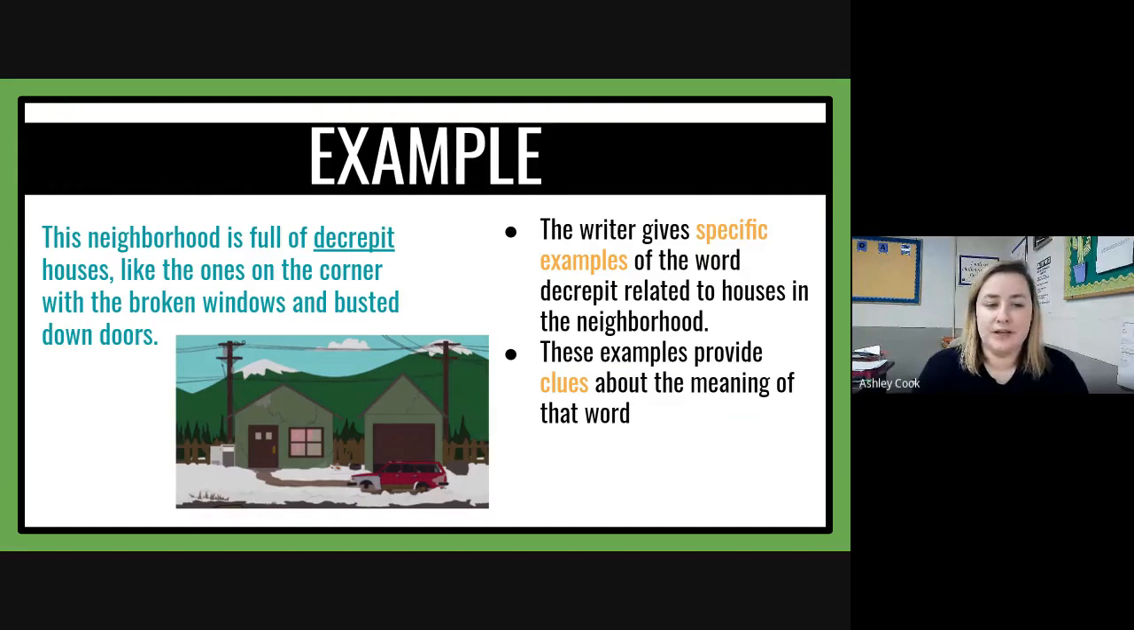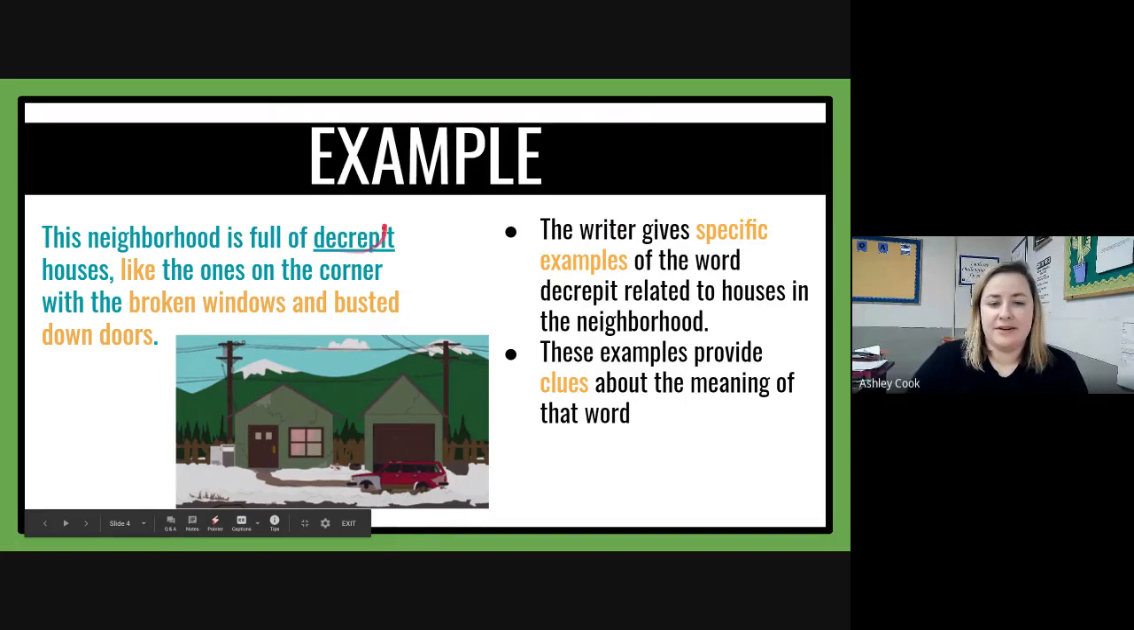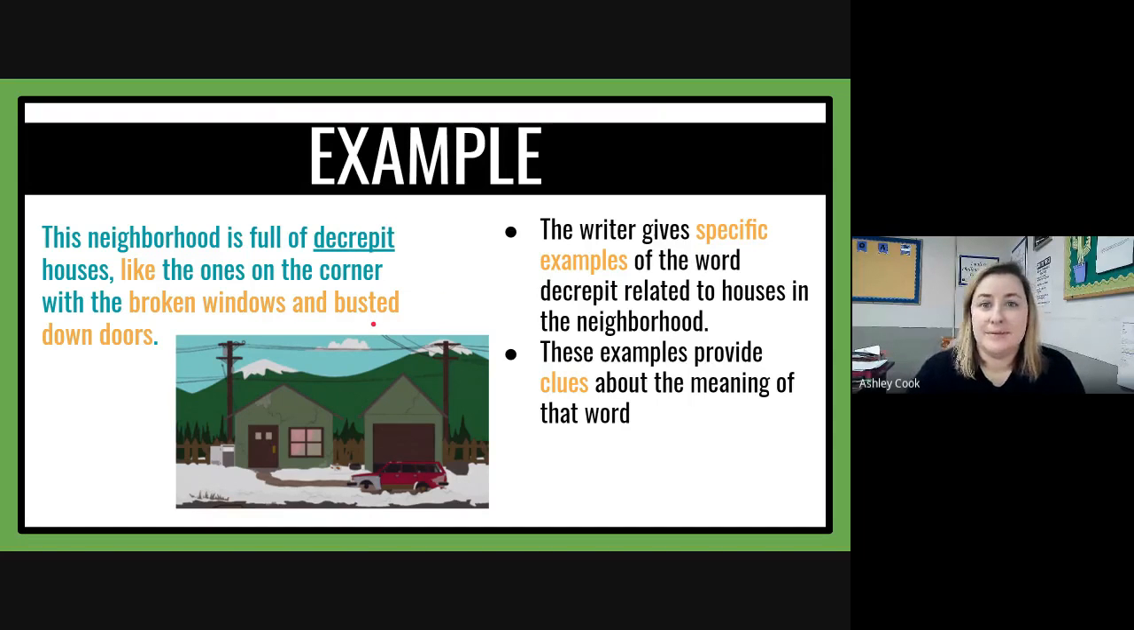This neighborhood is full of decrepit houses, like the ones on the corner with the broken windows and busted down doors. We see that word like here. We don't know what decrepit means, so we look at the example, a house with broken windows and busted down doors. We can guess that decrepit means broken down, old, busted. So the author is giving us clues to tell us what the word decrepit means.